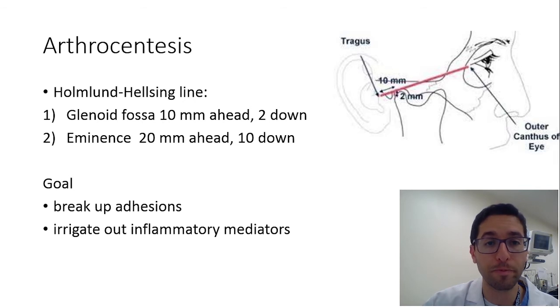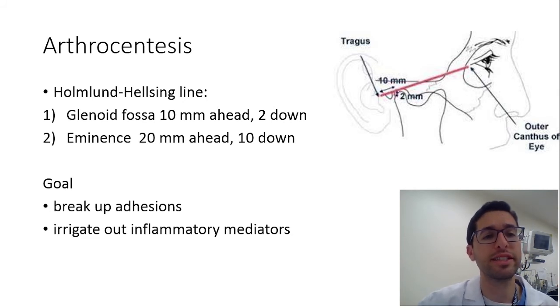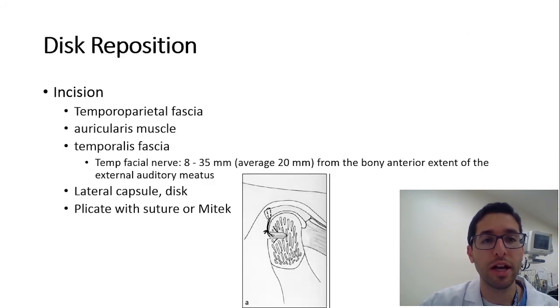And then your exit port will be 20 and 10. So along the same line, 10 forward, 2 down is your first point, and then 20 forward, 10 down is your exit. And that should be somewhere around the eminence. So that will be your exit point. The goal of an arthrocentesis is to break up adhesions and to irrigate out inflammatory mediators.